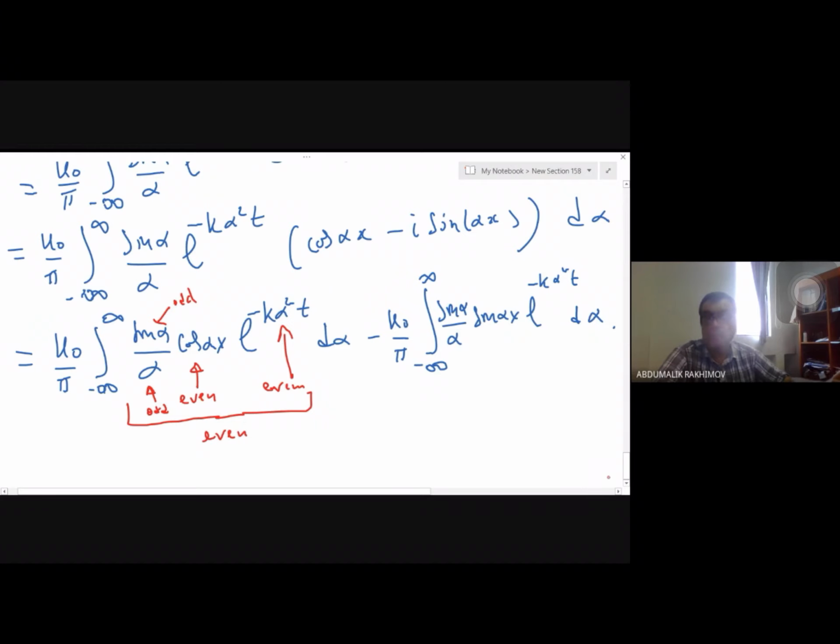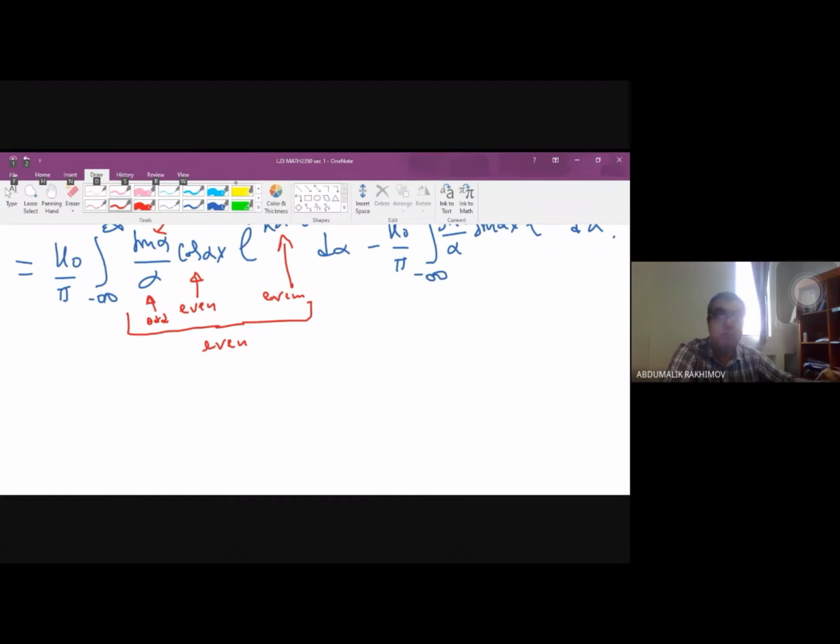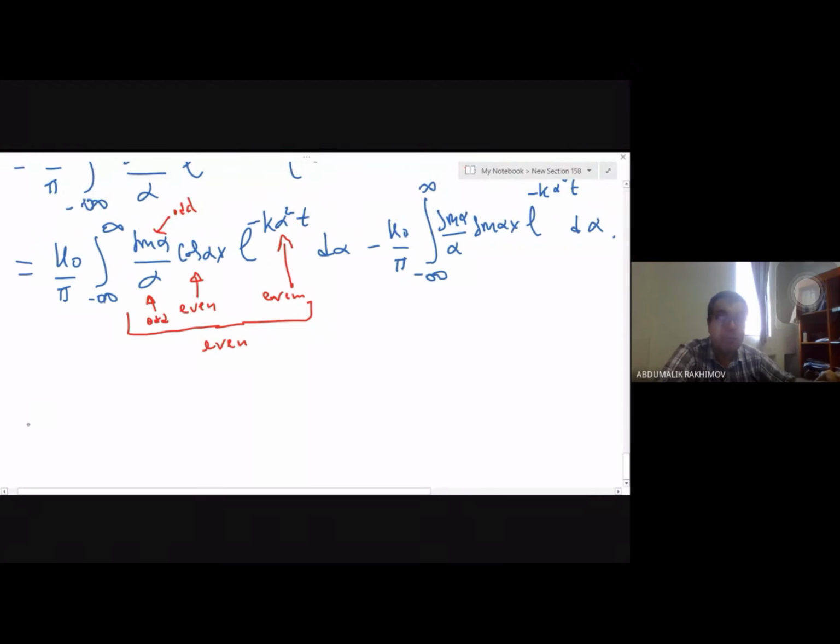When you have even function and integral from minus infinity to plus infinity, you can reduce it into integral from 0 to infinity. It will be two times integral from 0 to infinity, say function sine alpha over alpha, cosine alpha x, exponential minus k alpha square t d alpha.